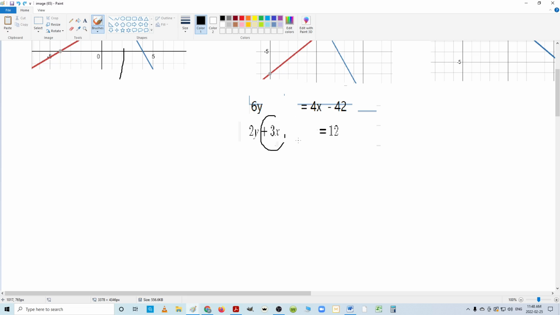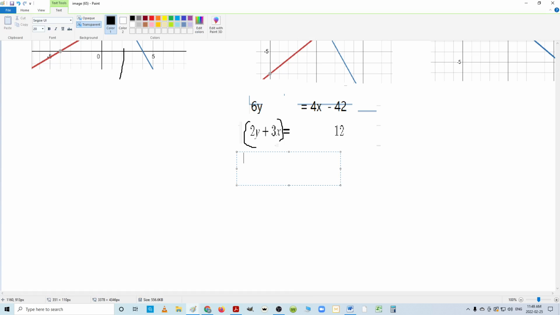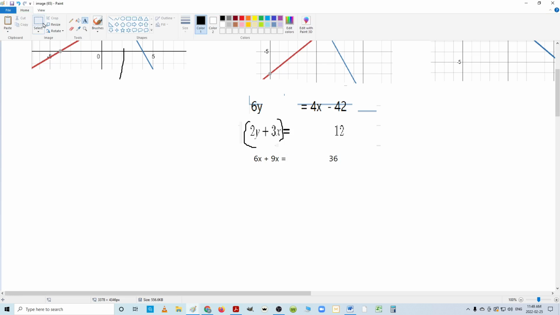Now, let's look at the y's here. 2y and 6y, right? How do I turn a 2y into a 6y? I have to multiply both sides by 3. So that means every term gets multiplied by 3. So it's clear that this becomes 6y. What happens to 3x when I multiply it by 3? 9x. And what happens to 12 when I multiply it by 3? 36. Great. Now I have something that I can add or subtract.